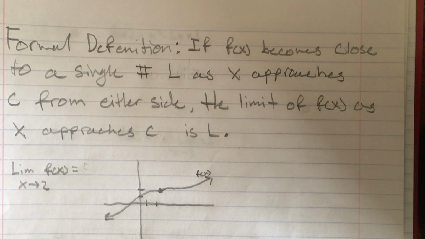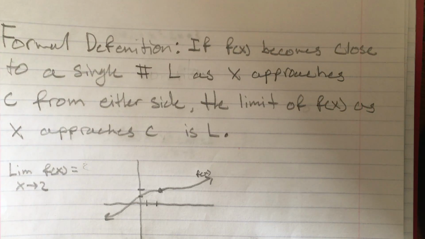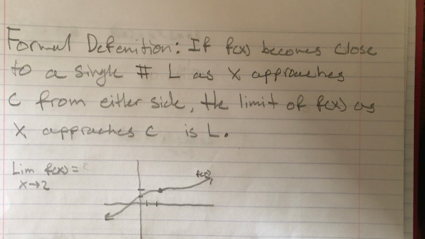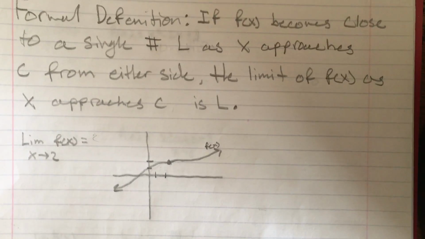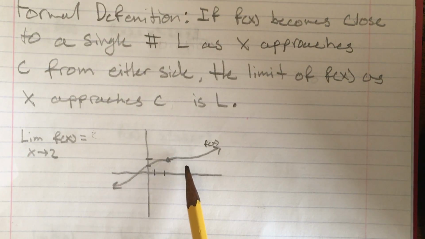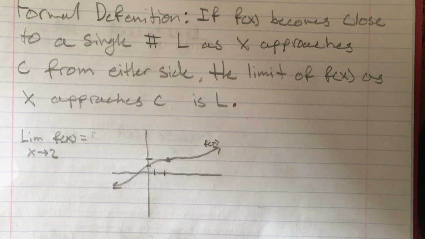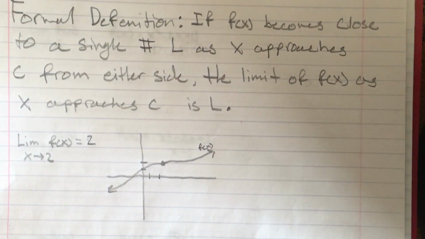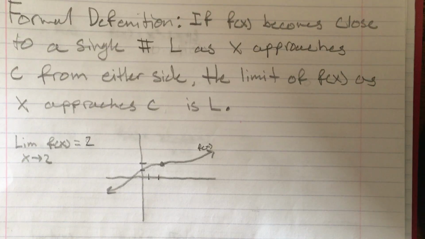Now I know that was a lot to take in, so let me give an example. For this problem, we are trying to find the limit of f of x as x approaches 2. And we know that the limit of f of x as x approaches c from the right must equal the limit of f of x as x approaches c from the left. So let's just apply that rule to this problem. We see that the limit of f of x as x approaches 2 from the right equals 2, as well as the limit of f of x as x approaches 2 from the left. So therefore, the limit of f of x as x approaches 2 is 2.